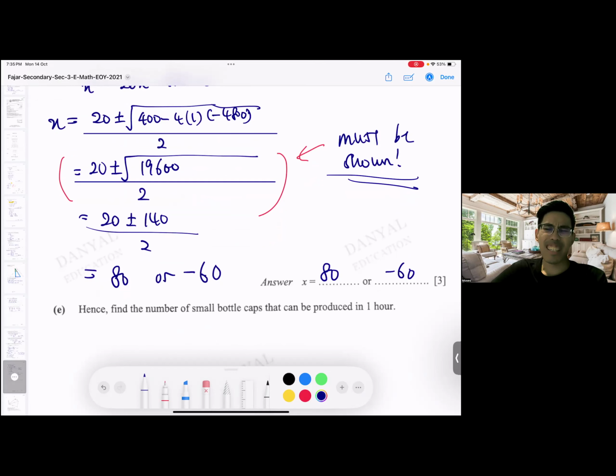Okay? So let's put it in here. So it means 80 small caps in 5 minutes. So what they're asking for is 1 hour, how many caps? 1 hour, 60 minutes. So same thing. I always like to do the L method. Just L your way through. All right. So divide outwards, multiply across. So 60 divided by 5 times 80. Answer should be 960.